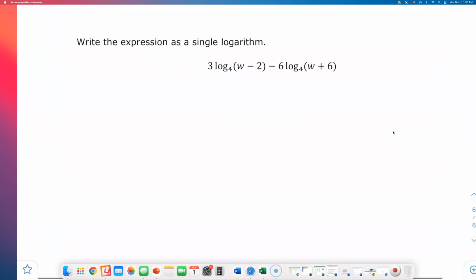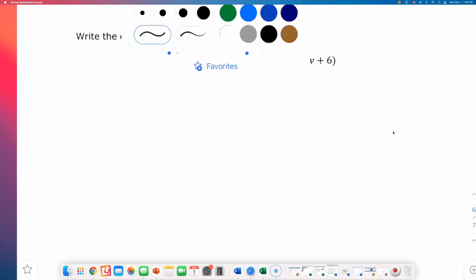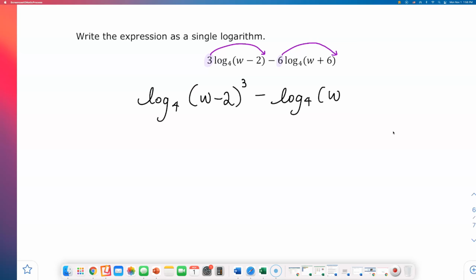Write the expression as a single log. So what we will do first is whenever it has a number in front of these logs, we're going to send it to the top. We're going to make these an exponent of those log arguments. So the first line looks like this. Log base 4 of (w minus 2) to the 3rd power minus log base 4 of (w plus 6) to the 6th power.